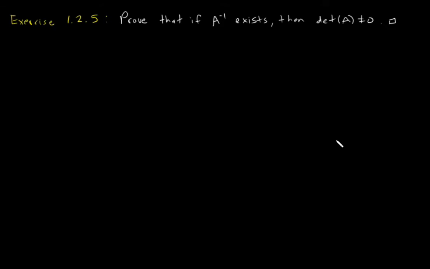I'm going to prove this one directly by assuming that A inverse exists, and then showing that the determinant of A cannot be zero. We're going to need to use a rule, a property, and that is that the determinant of the product is equal to the product of the determinants. So it looks like this. If you have A times B and you take the determinant, that is the same as the determinant of A times the determinant of B. We're going to use this property.